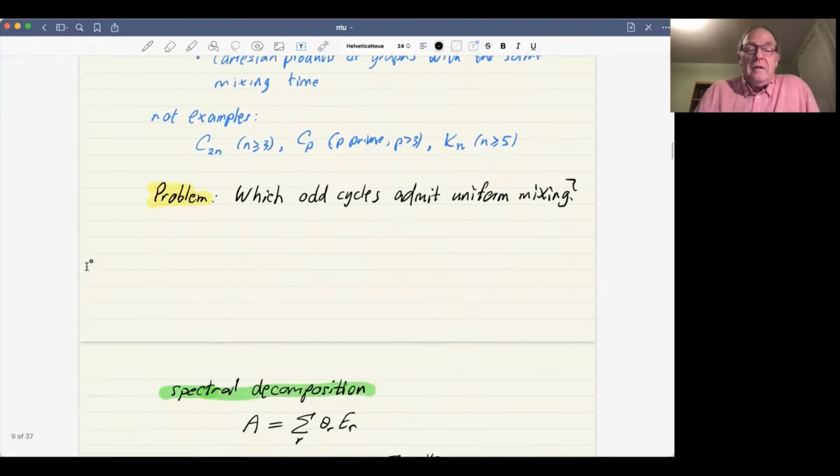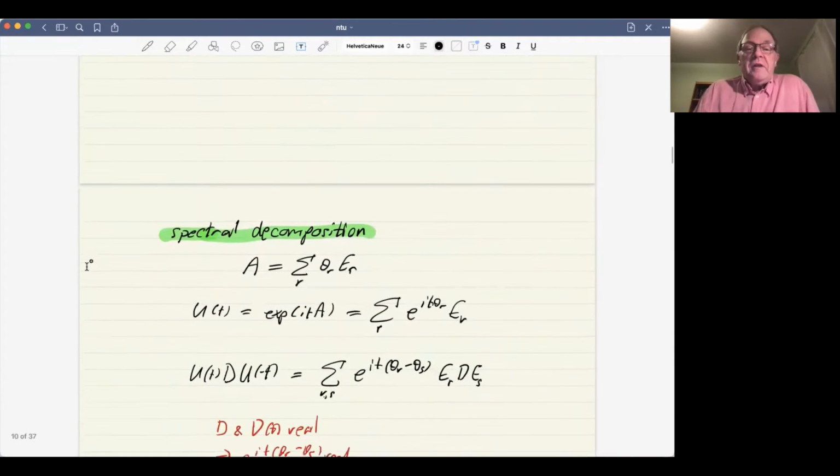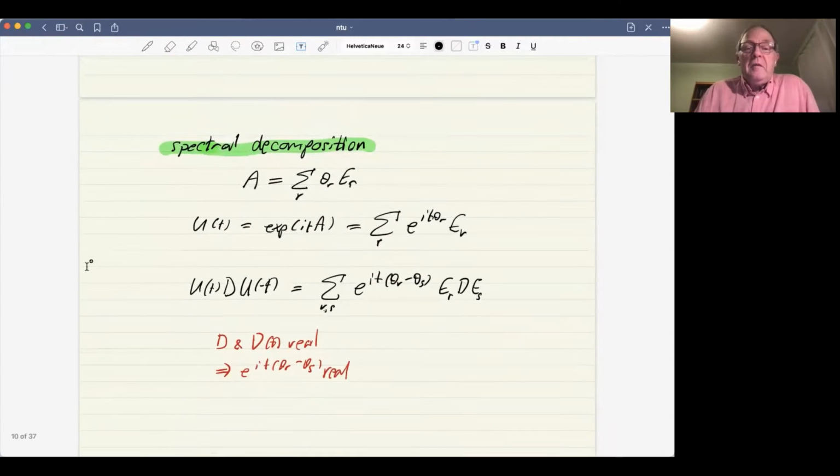The question is, how do I work with these things? The tool we use most often: I define U of t in terms of the power series, but obviously I'm not going to work with that unless I'm using K2. So the trick is to use spectral decomposition. Now, if I have an adjacency matrix, it's symmetric, and so I can expand it as a sum of theta r E sub r, where theta sub r runs over the distinct eigenvalues of A, and E sub r is the projection onto the corresponding eigenspace. So that's the spectral decomposition of A.